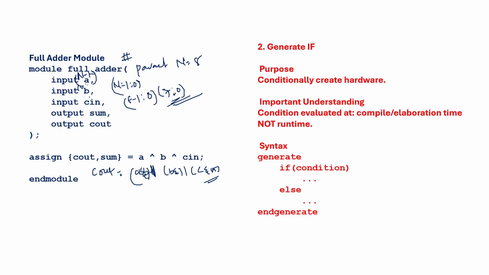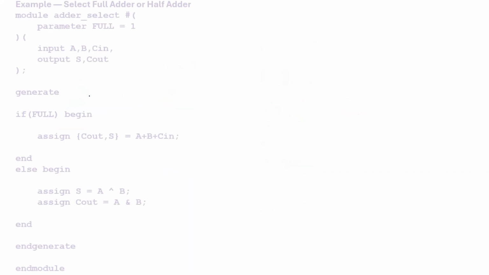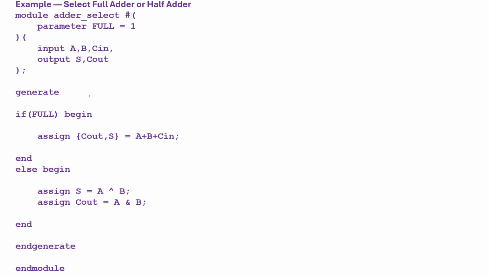Same thing with the if condition. We also need to repeat some conditional statements, like if a greater than b, a less than b, and all these things we need to repeat. That is the generate case for if condition and else condition.